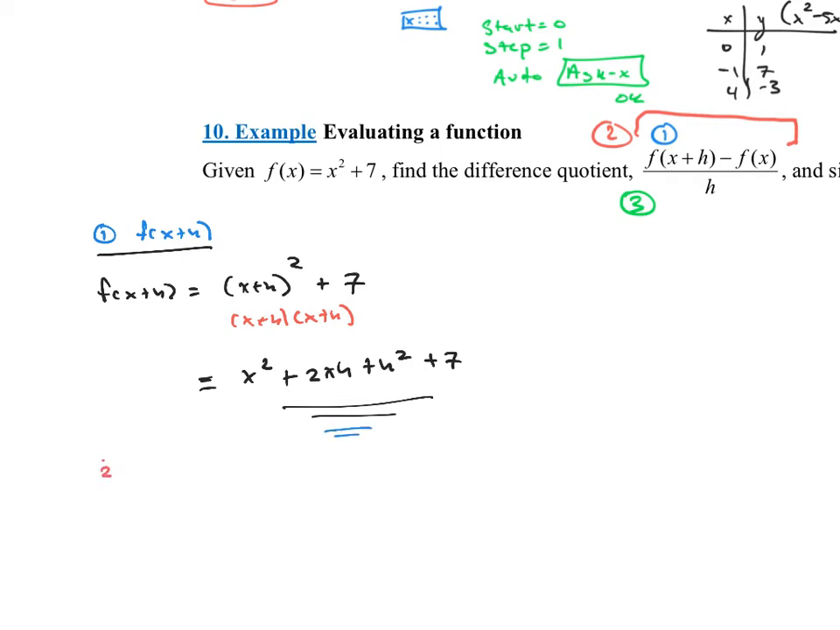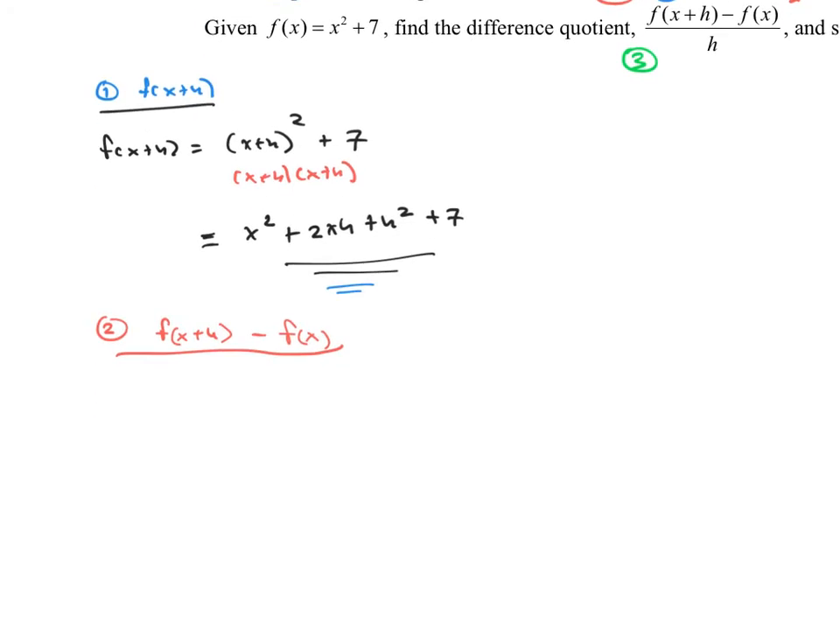The second step is to take f of x plus h, what I just found, and subtract off f of x, which is the original function. What we just found was x squared plus 2xh plus h squared plus 7. That's f of x plus h. And then I'm going to subtract off the original function, and the original function was x squared plus 7. So what I want to emphasize here is that you most definitely want to put parentheses around that f of x. The reason being is we have to distribute that negative to both terms.